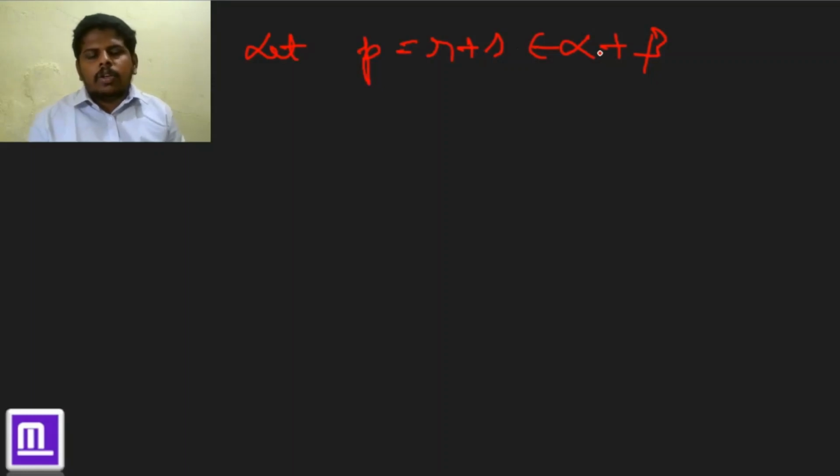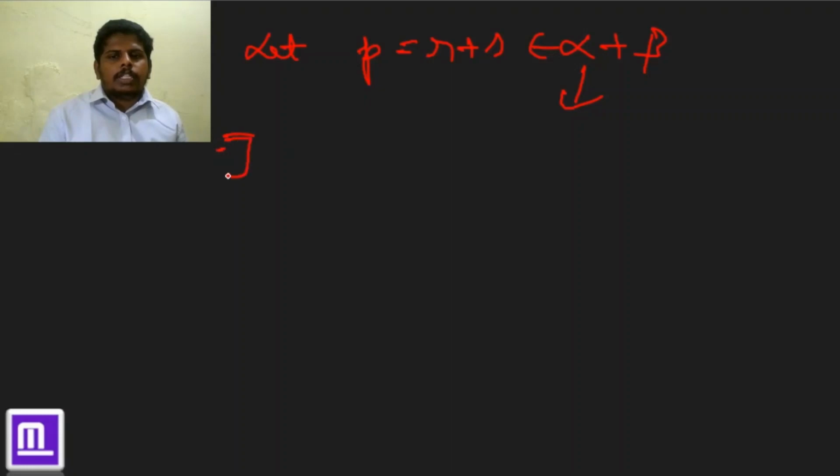This shows us that our second property is done. So the third property: we should show that there is no biggest number. To show that, let p equal r plus s be a number in alpha plus beta. So now we have a number in it, and we should find one more number greater than p which is also in alpha plus beta. It is very simple because alpha is a cut.